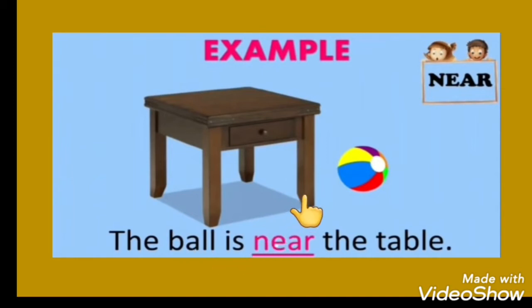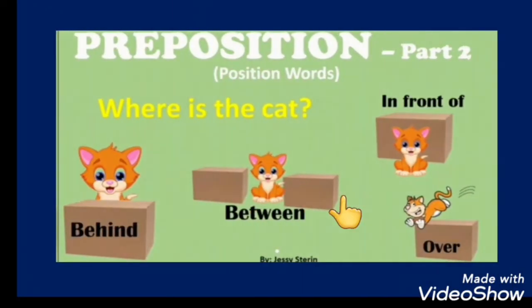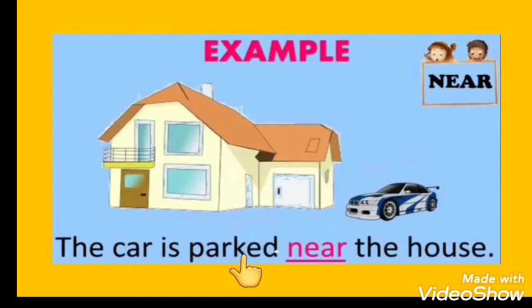Example, what is near? Where is the preposition near used? The ball is near the table. So why do we use near? Because the ball is where? It is close to the table. So that's why we have used near here. Next, the car is parked near the house. So why have we used near here? Because the car is near what? It is near the house. So that's why we have used near here.